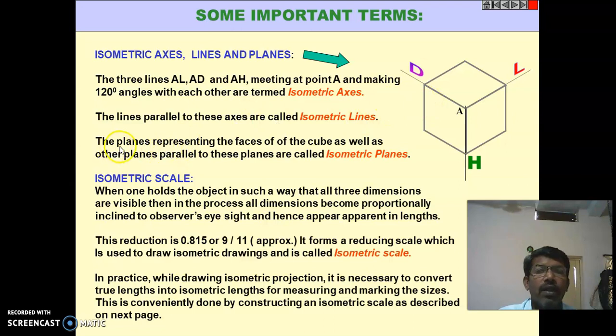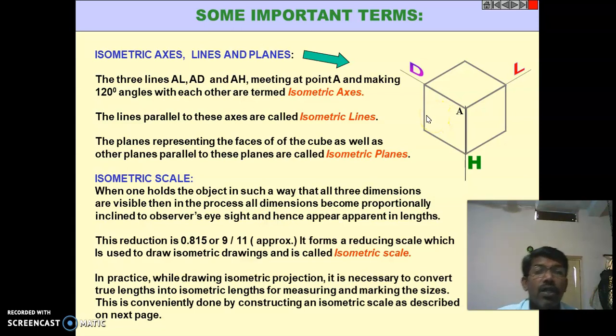Here, the planes representing the faces of the cube, as well as the other planes parallel to these planes, are known as isometric planes. You can take this one as one plane, this one as another plane, and this one as another plane. So these three planes are known as the isometric planes.